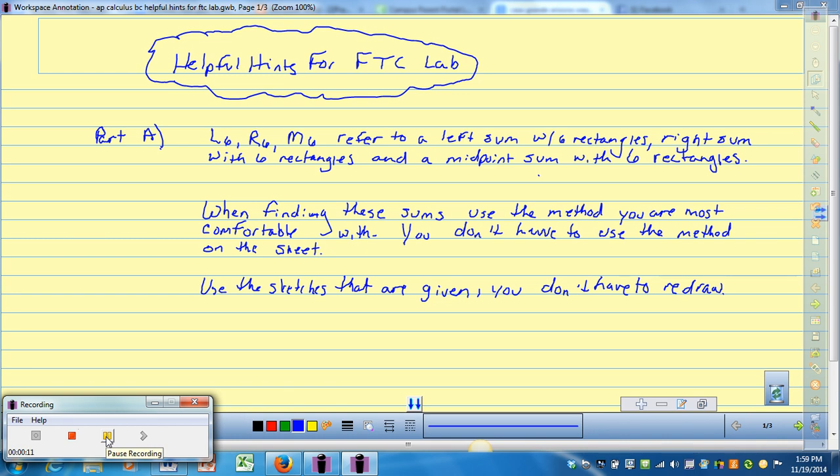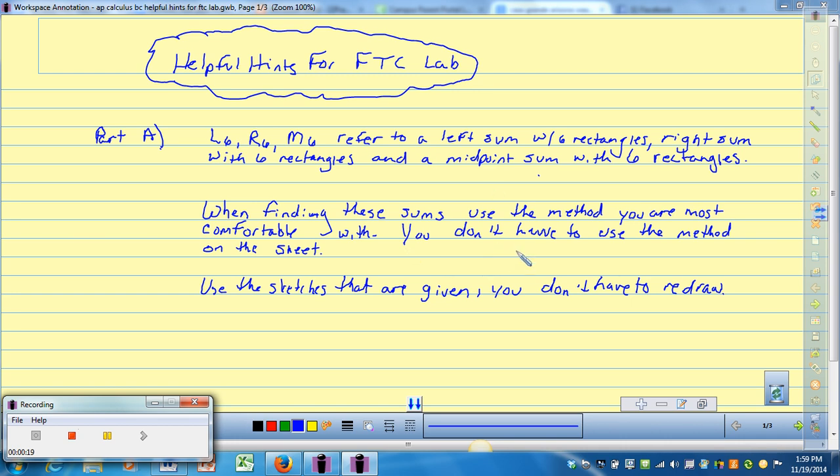All right, Part A in the lab references L6, R6, and M6. You need to be aware, if that's unclear, that L6 is a left sum, an LRAM, with 6 rectangles. R6 is a right sum, or an RRAM, with 6 rectangles. And M6 is a midpoint sum with 6 rectangles.